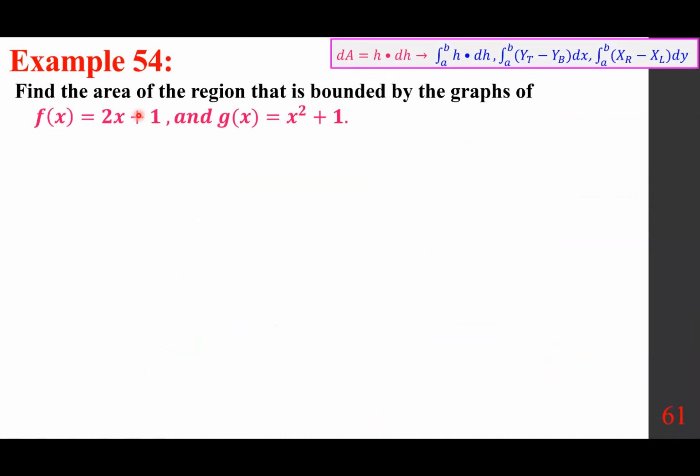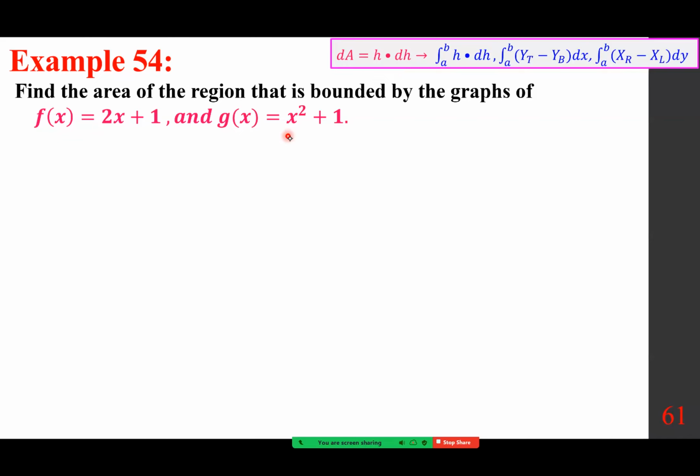We want to find the area of a region that is bounded by these two graphs. One of them is a line, f of x is 2x plus 1. One of them is a quadratic function, a parabola, g of x is x squared plus 1. And I remind you that I like to use an increment of the area. This is called an increment of the area, that concept. And I always use a rectangle, h times dh. H is the height, or length, if you will. Dh is the width.